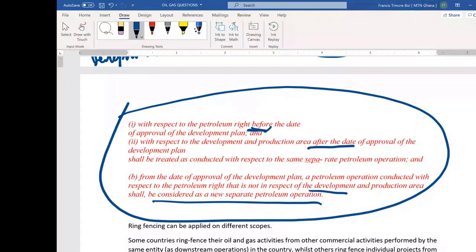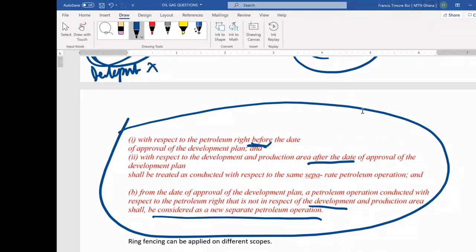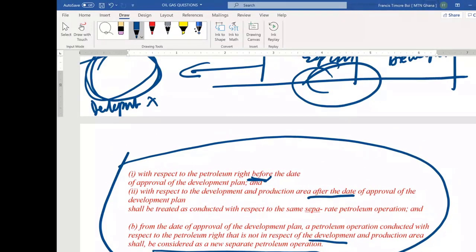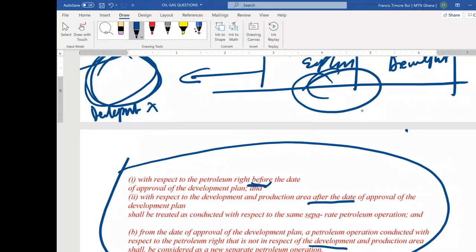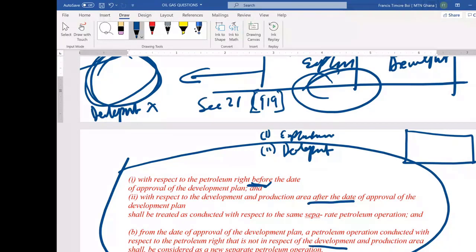What we are trying to explain is that when you have a petroleum operation, it is in stages. You first have to sign your contract, you go into exploration. When you go into exploration, let's say you have done the exploration, then you have discovered the oil. You need to go into development. From section 21 of the Act 919, which we have already shared, you need to submit a development plan for approval by the ministry. How do you intend to develop the well?